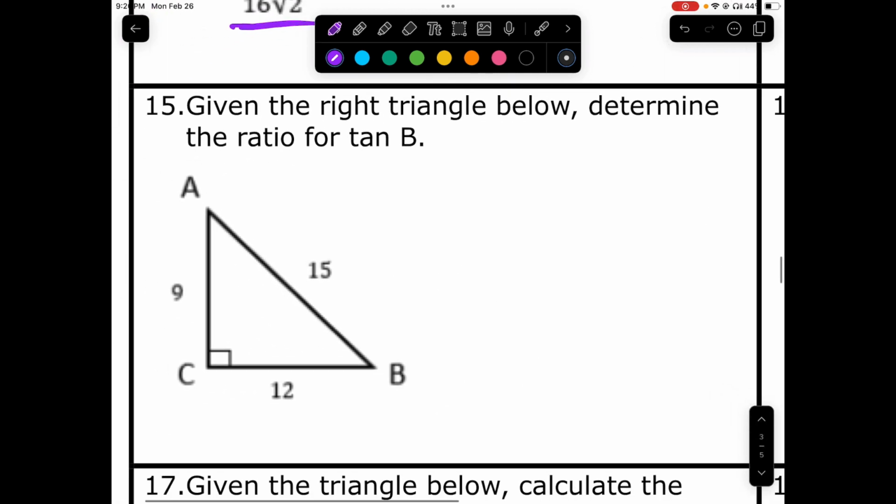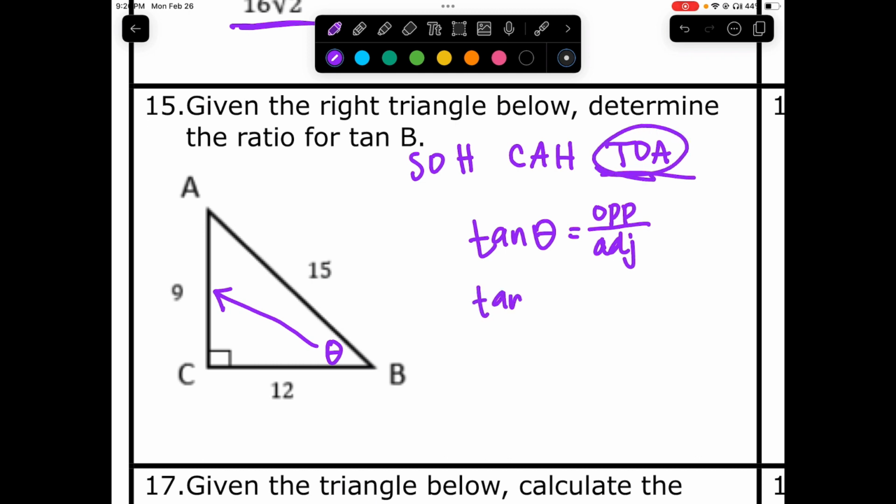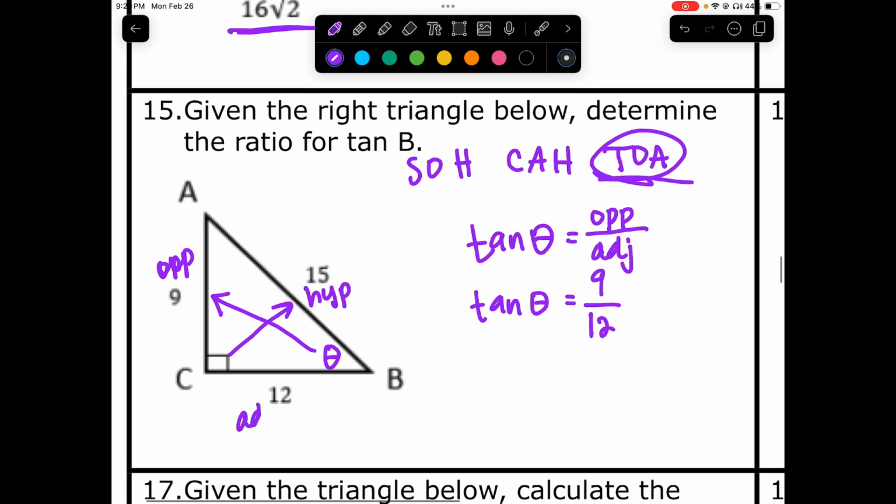Number 15, given the right triangle below, determine the ratio for tangent B. So B is theta. Since we're doing tangent, oh, hold on, let me write it down, child. All right, so we're doing tangent theta equals opposite over adjacent. That's what the letters stand for. So that'll be tangent theta, we don't know the angle, equals opposite, which is 9. That's a 9, not an A. Over adjacent, which is 12. I'm sorry, I did not label. Let me not get ahead of myself. And then, of course, the 12 would be adjacent. Okay, so there you go.